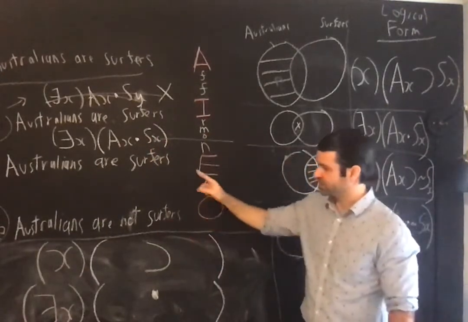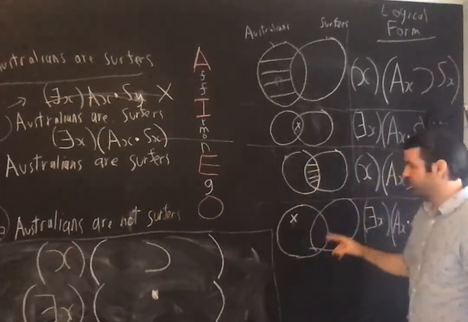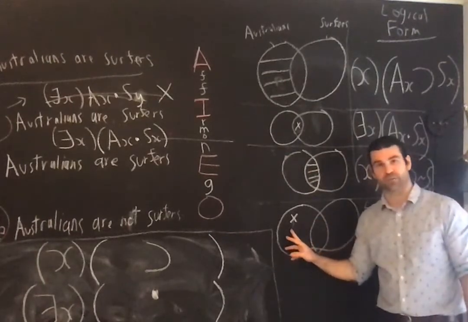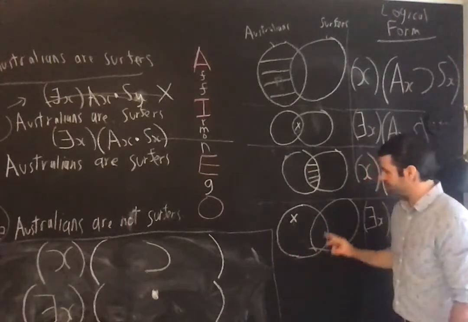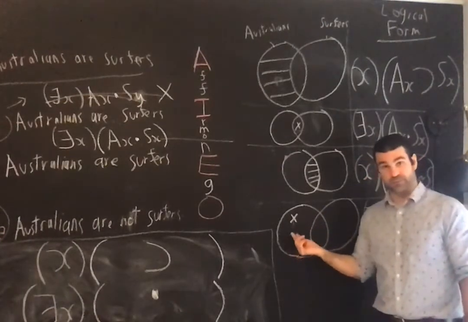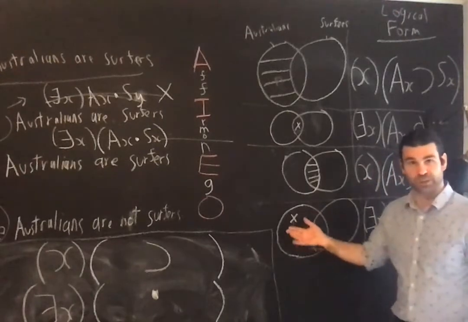Particular exclusion, O form, some Australians are not surfers. Our Venn diagram of this proposition was putting an X over here in the area where the individual is in the subject class but is excluded from the predicate class. Some Australians are not surfers.